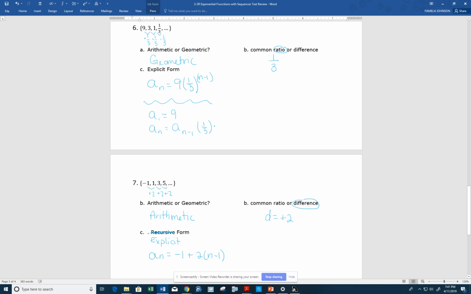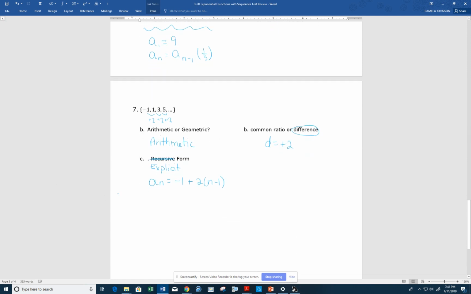When we talk about arithmetic, the recursive form, again, would have started with a sub 1, in this case equals negative 1, and our a sub n would have been a sub n minus 1 plus 2. Remember, this a sub n minus 1 in both cases is just whatever the previous term was. So to get the next term after 5, I would add 2 to 5 and get 7. And then I would add 2 again and get 9. That would be our recursive form.